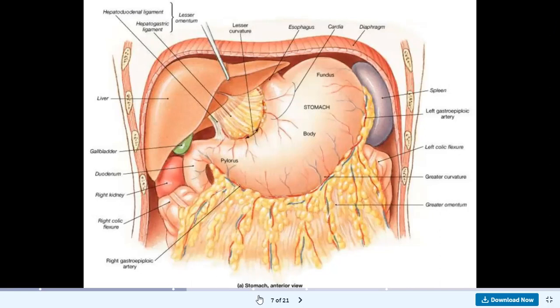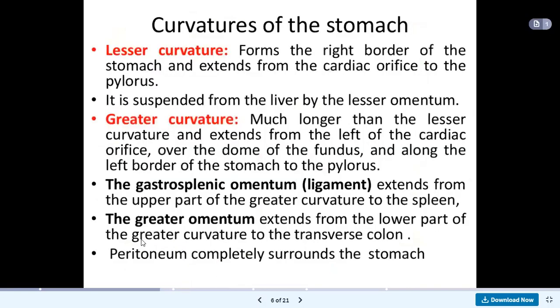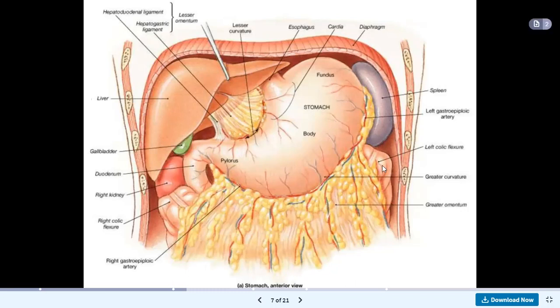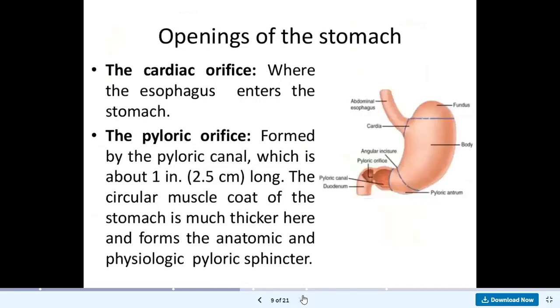Okay. The last thing you need to know on the curvature is that peritoneum completely surrounds the stomach. So the stomach is covered by the peritoneum, which you might not completely see in this diagram. Okay. Don't worry about this diagram.